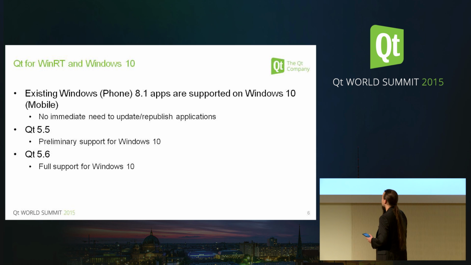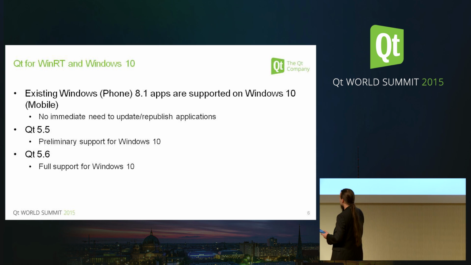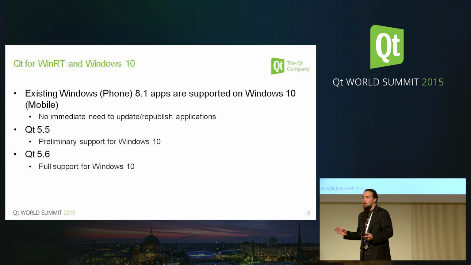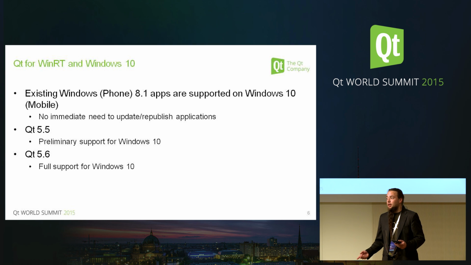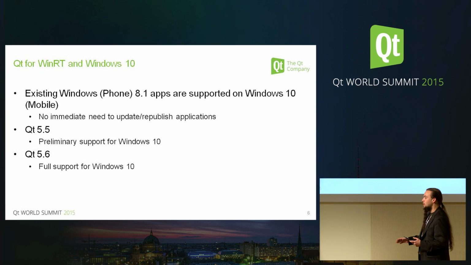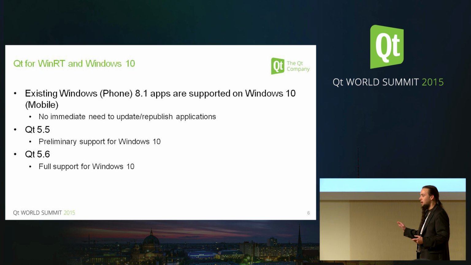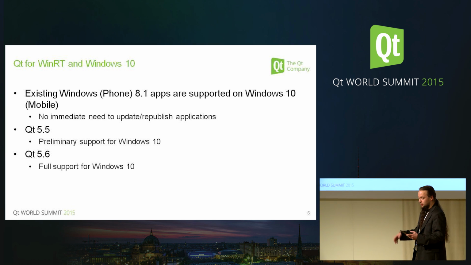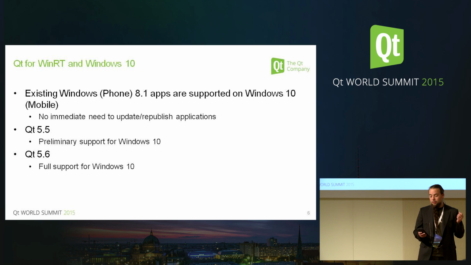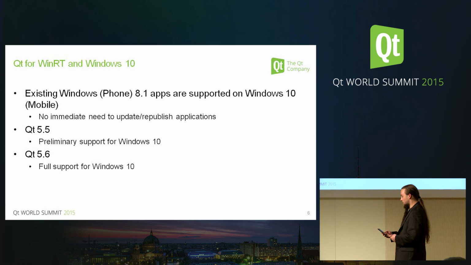However, if you're targeting Windows Store apps or universal apps for Windows 10, we are aiming to have full support with Qt 5.6. We have some preliminary support in 5.5, but if you really want to publish an application, you should wait until 5.6 is out. It's like end of the year, it's 8 weeks or such. Prerequisites are having a Windows 10 machine, Visual Studio 2015, and the corresponding Windows 10 SDK.